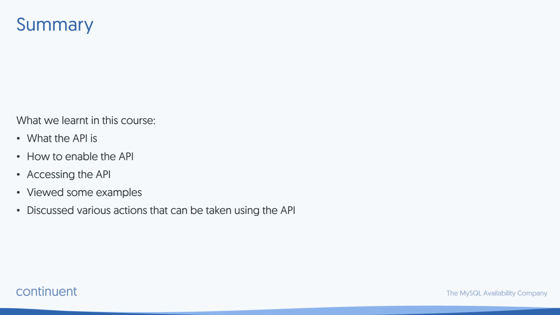So in summary, what have we learned? Well, we looked at what the API is, how do we enable it, and how do we access it. We looked at a few examples and then discussed the various actions that can be taken using the API, all the options to view services and status summaries and things like that.